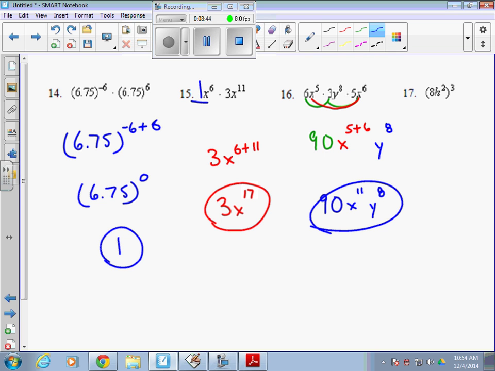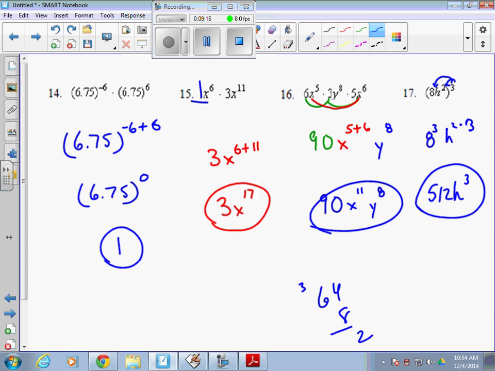8h squared is being raised to the 3rd power. 8 needs to be raised to the 3rd power. And h squared needs to be raised to the 3rd power. Now, when you raise a power to a power, we're not adding them anymore. Now you're multiplying 2 times 3 to get h to the 6th. 8 to the 3rd power, 8 times 8 is 64, times 8 more is 512 h cubed.